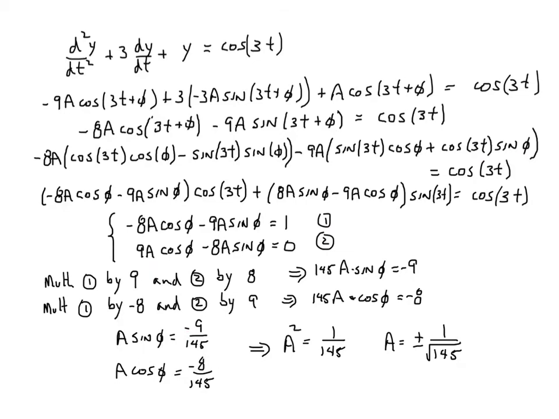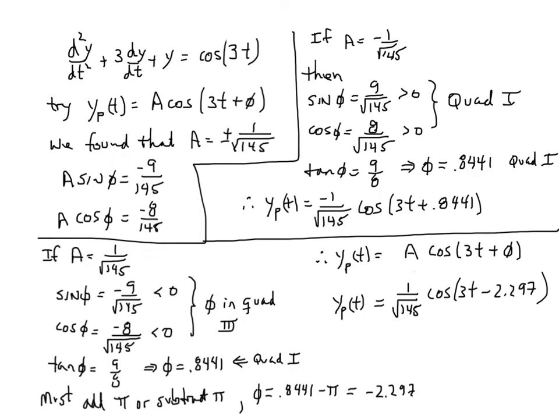Next slide, last slide. Again, here is our differential equation. Here is what we are trying. So far, I've found that the amplitude can be plus or minus 1 over the square root of 145. And my relations with phi look like this. And this is exactly the same as what we went through in Part A. The same procedure, but the numbers are a little different. In the end, they'll be the same. But in Part A, I can make a choice.